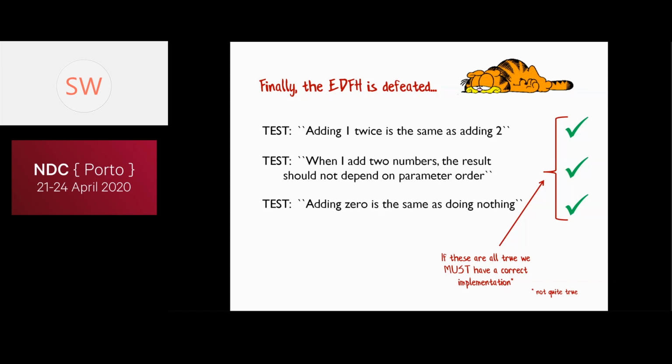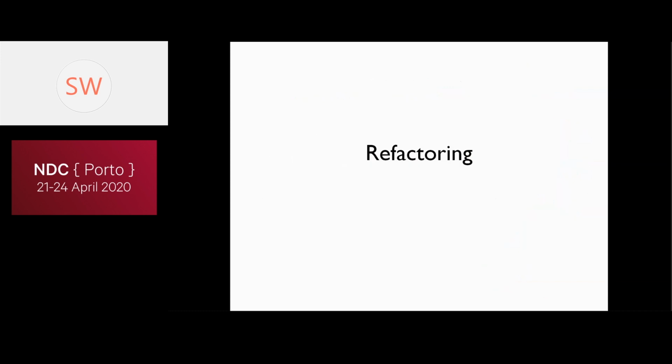So that's the idea of property-based testing. We're not testing individual examples. We're testing properties of the function, the fact that it's independent of parameter order. That's a property of the function. No matter what the inputs are, it's always true. It's an invariant of the function. Adding 0 is the same as doing nothing. That's always true, no matter what number you have as input. So without using specific examples, we've narrowed down the implementation of add.